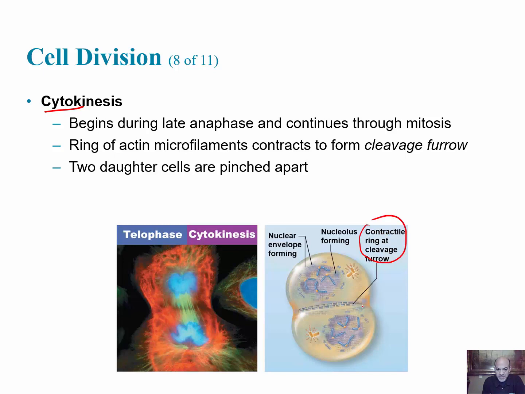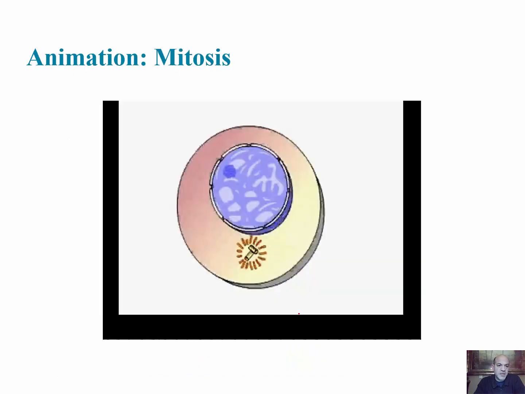There's that contractile ring made of those actin filaments. There's the term actin filaments, creating that cleavage furrow, which is where the cell is pinching in the middle. And eventually you get two daughter cells, and they'll be exact copies of each other.